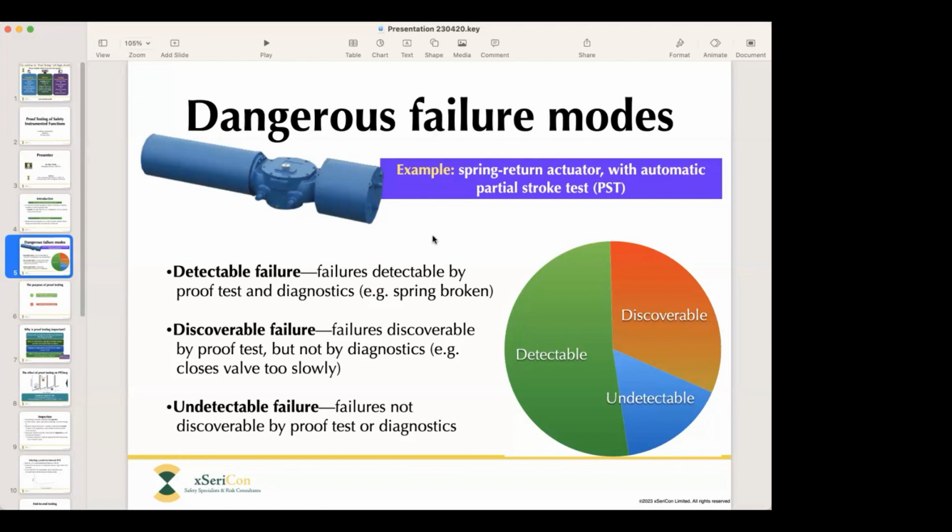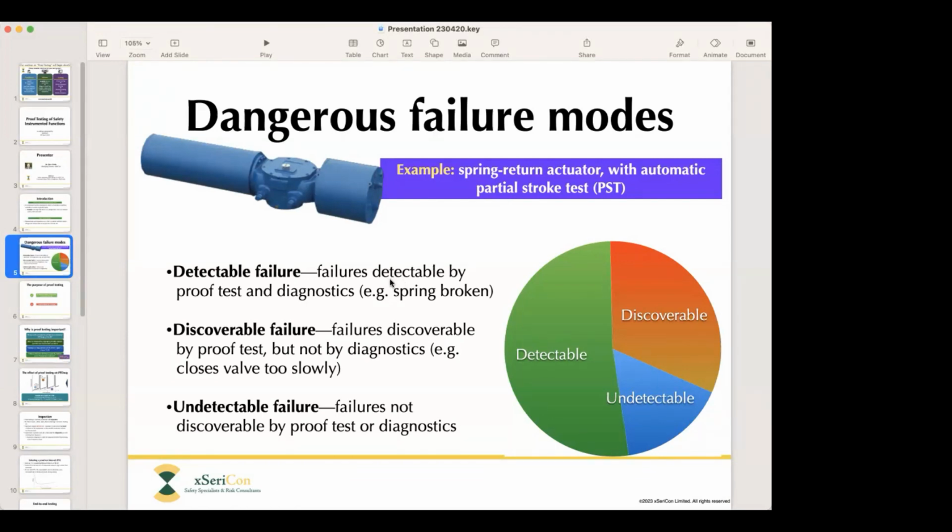And then there's a third group which might not be detectable at all by any kind of testing, neither by proof testing nor by diagnostics, and those we call undetectable failures. And you can see those in the blue slice of the pie chart. And in a few moments, you'll see why it's important to distinguish between those failure modes.